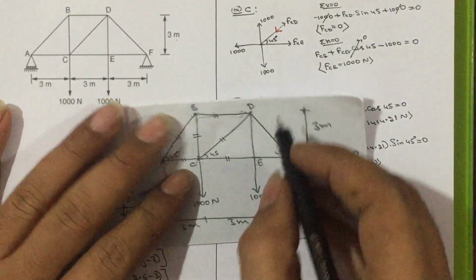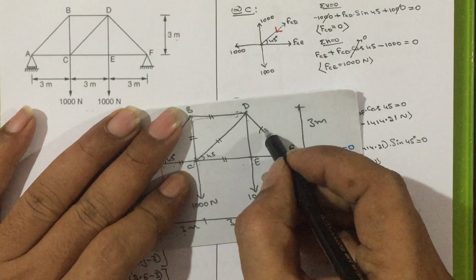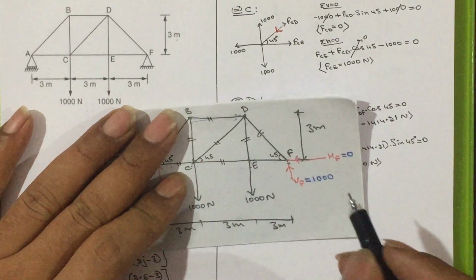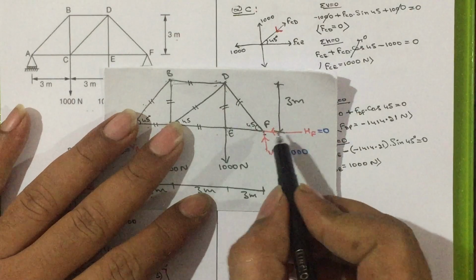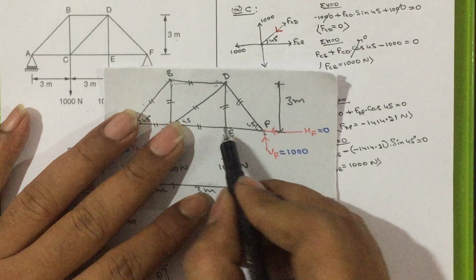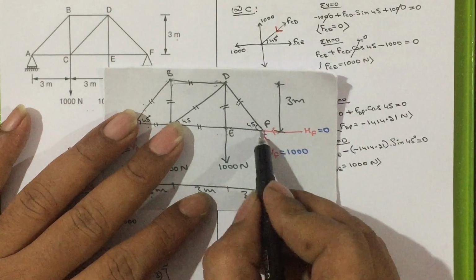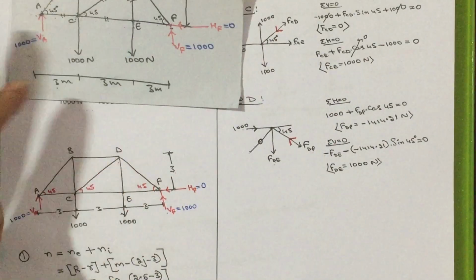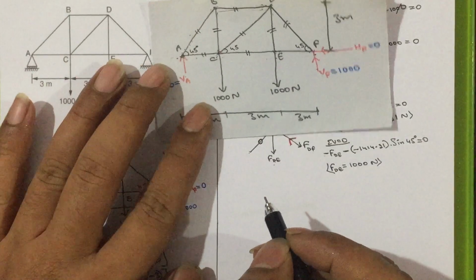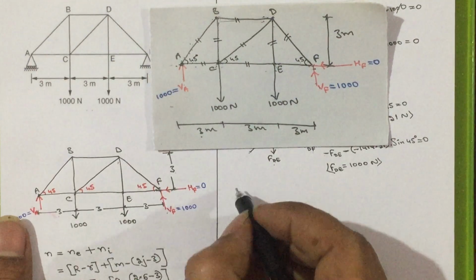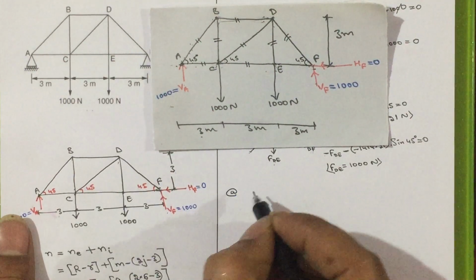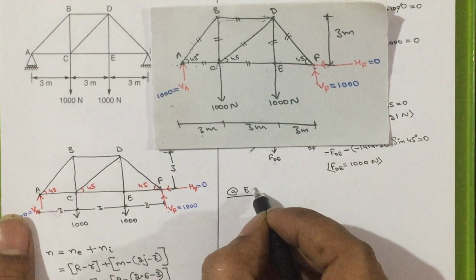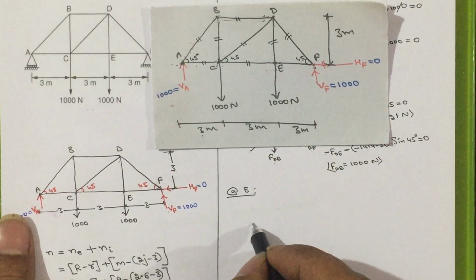So this is at joint D. At joint D we have calculated DF as well as DE. Then you can take F joint or the E joint, because only one member is left. So I will take the E joint. So at joint E, write the free body diagram.